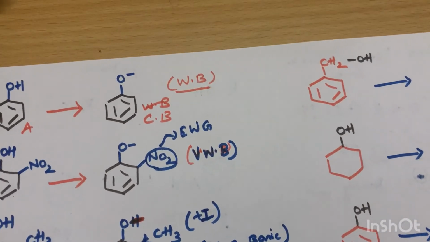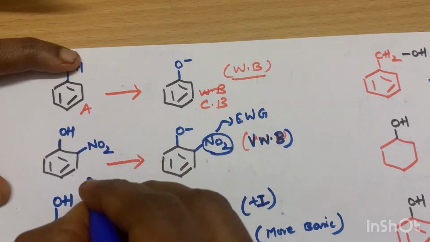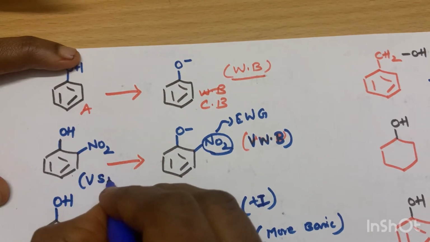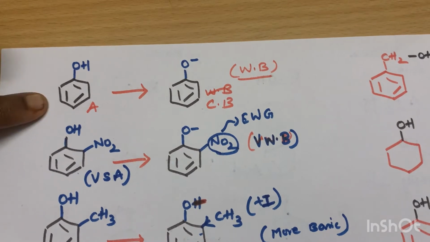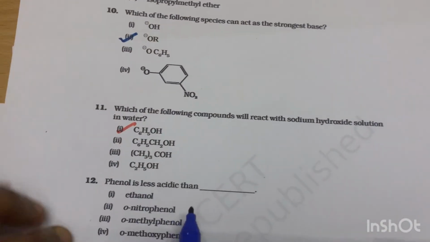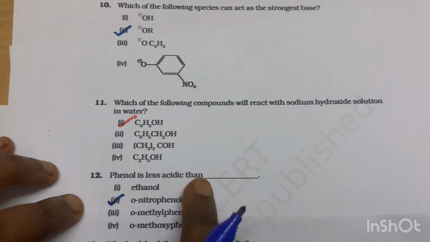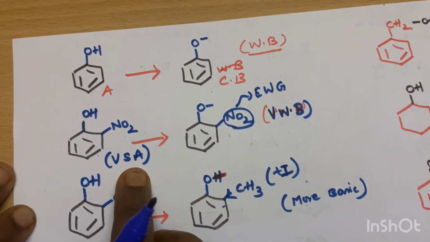So which one is a very weak base will give you the corresponding acid that will be a very strong acid. So the phenol is less acidic than orthonitrophenol. Clear students? So it is less acidic than orthonitrophenol because its conjugate base is very weak, so it must be very strongly acidic.